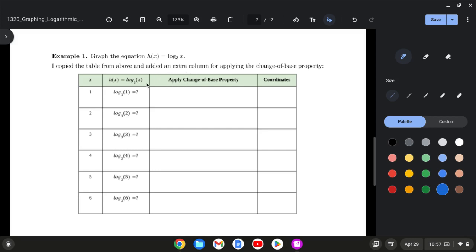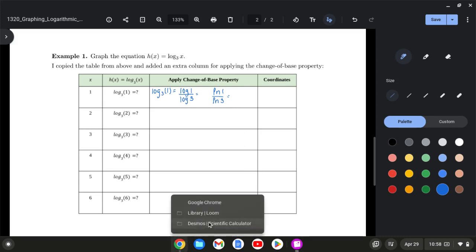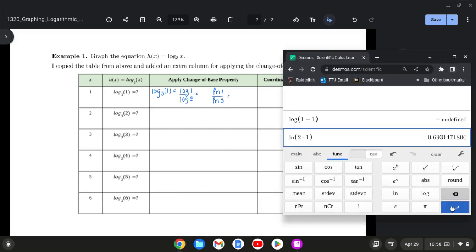So if I'm applying the change of base property, instead of log base 3 of 1, we're going to be able to do log of 1 divided by log of 3. We could, like I said, also do it in terms of the natural log: natural log of 1 divided by the natural log of 3. And let's see what we get for each of these. Are they equal? Pulling up my scientific calculator, the first one I'm going to do is common log of 1 divided by common log of 3.